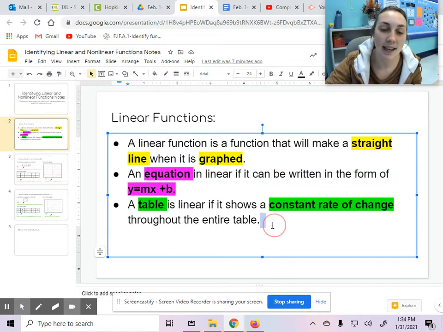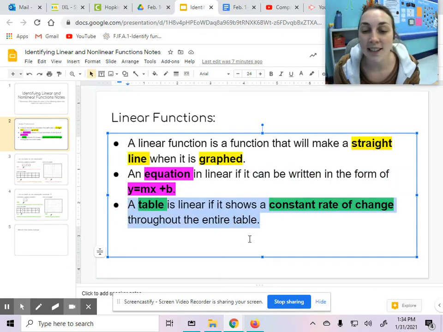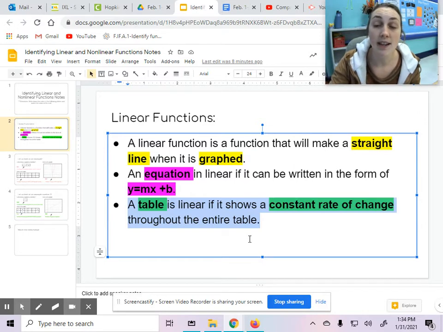And the very last thing is, for a table to be linear, it has to show a constant rate of change throughout the entire table. What that means is you're going to pick out some ratios, and remember, ratios are always y over x, not x over y. It's always y over x. You're going to pick a few ratios and reduce them, and when you reduce them, if they're the same number, then it is a function. If they're not the same number, then it is not a function.